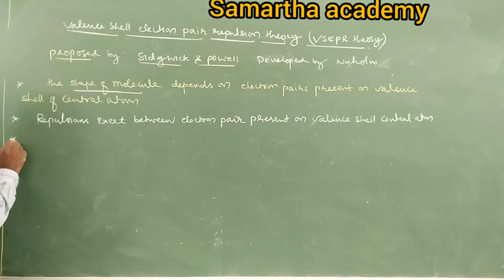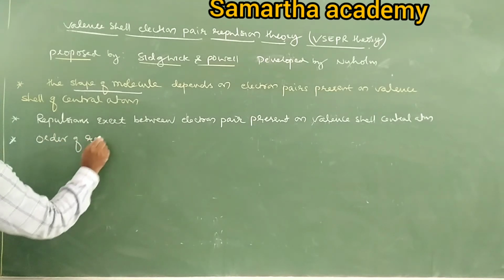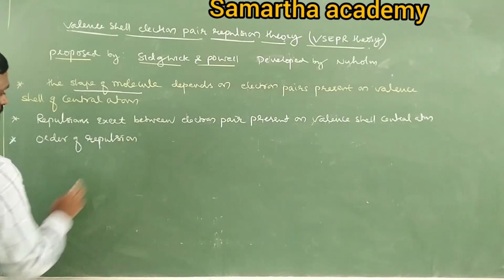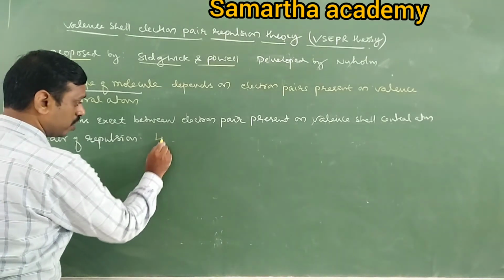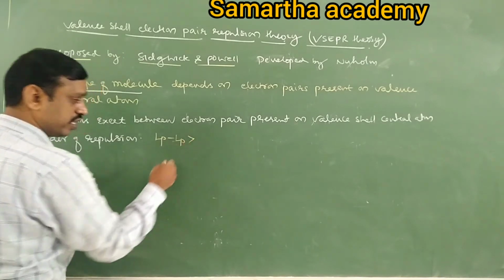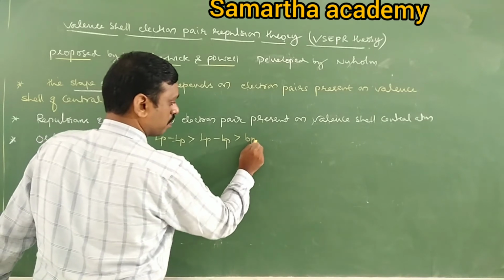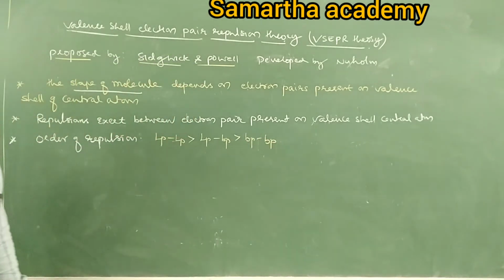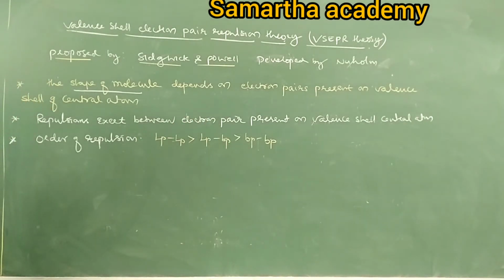Next, third assumption: order of repulsion. What is the order of repulsion? The repulsion between lone pair and lone pair is larger than lone pair and bond pair, which is greater than bond pair and bond pair. Important. So repulsion between lone pairs is always more than lone pair and bond pair.